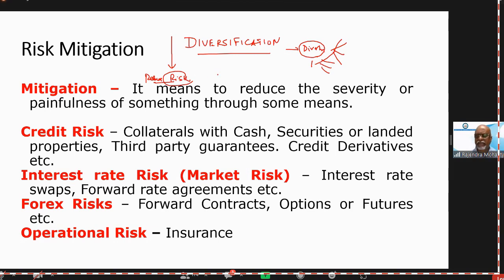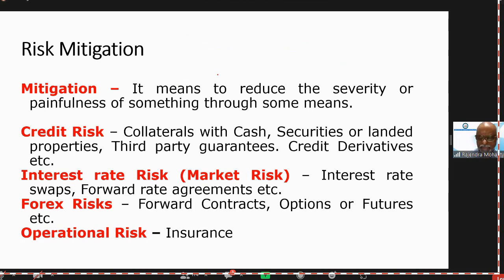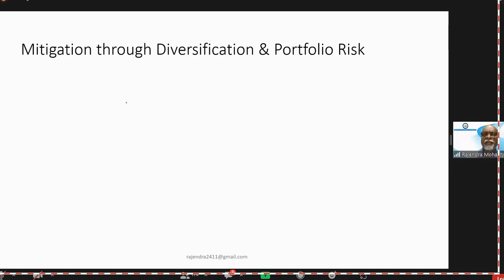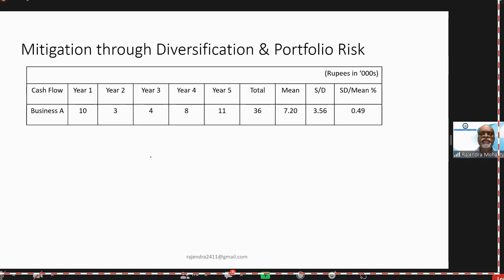I'll explain how this is done, and you should be careful to calculate those things so that if the question comes in the examination, you can easily answer. That is called mitigation through diversification, or managing portfolio risk through diversification. Let us understand a very simple example. Suppose Mr. X has only one business, called business A. He is doing one business, and these are the past 5 years' net cash flow.